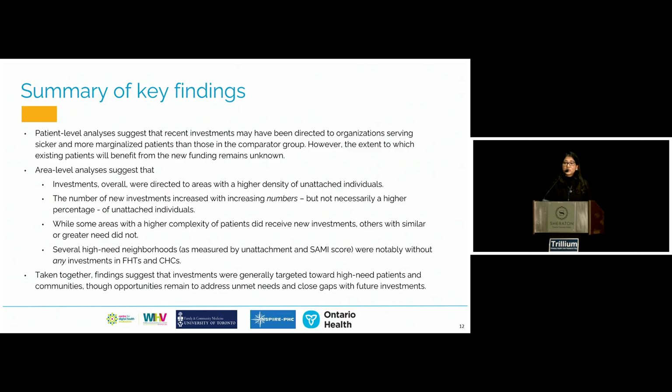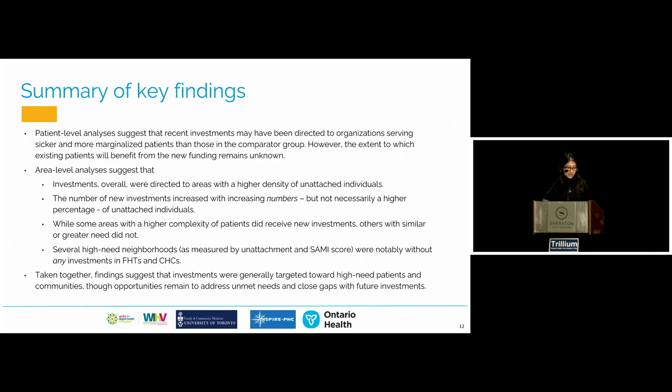At the area level, we looked at unattachment and morbidity, which are just two measures of need, although need can be defined in many ways, and how the different measures are prioritized, whether it's unattached numbers, unattached percentages, whether it's morbidity. These decisions have implications for closing the equity gap in access to team-based care.